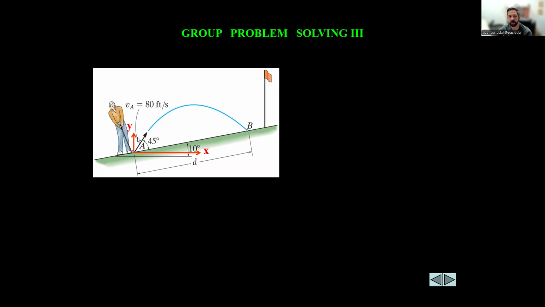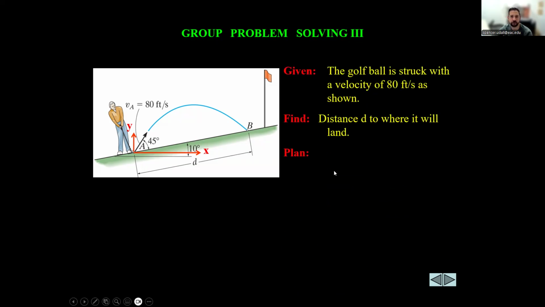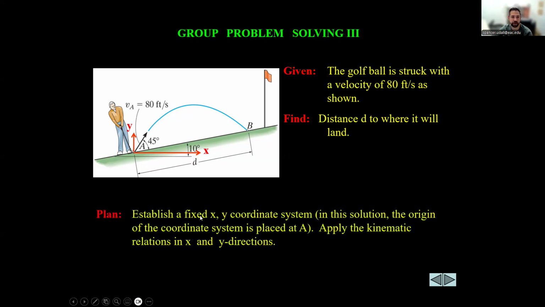So we've definitely still got a case where we have acceleration that's constant in the y because we have gravity, and no acceleration in the x. So we can use our good old equations, split them into x and y, and they want us to find the distance d, this diagonal distance where it's going to land.